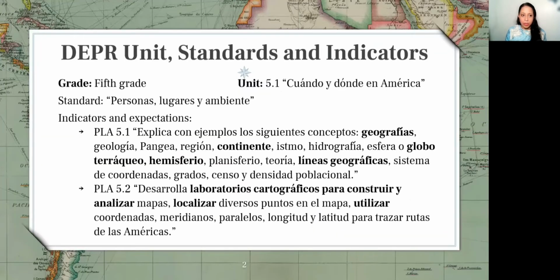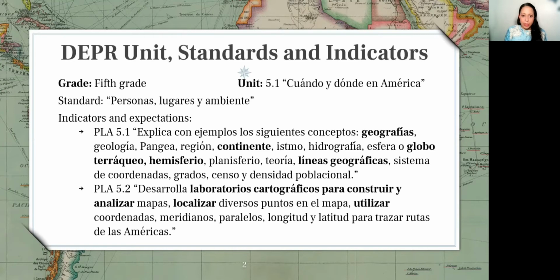Before I start talking about the details of that lesson, I want to talk about the unit, standards, indicators, and expectations. The grade is fifth grade, and the unit, standard, indicators, and expectations are in Spanish because the Department of Education doesn't have the curricular maps or curriculum materials in English for a bilingual school, so we need to use the Spanish version. So the unit is 5.1, ¿Cuándo y dónde en América?